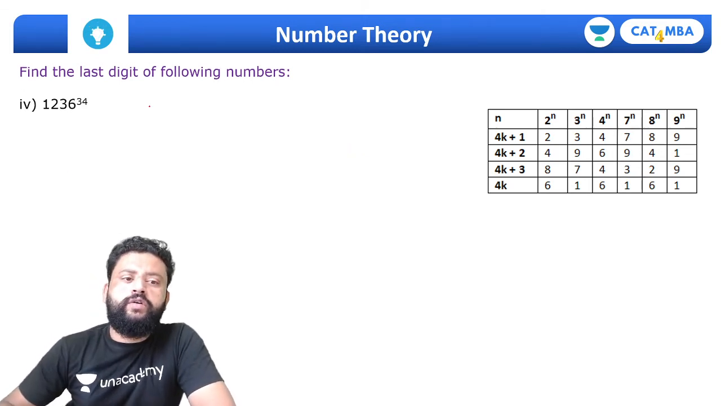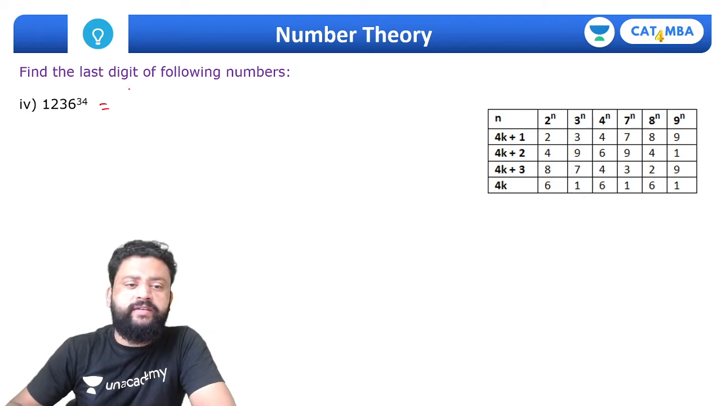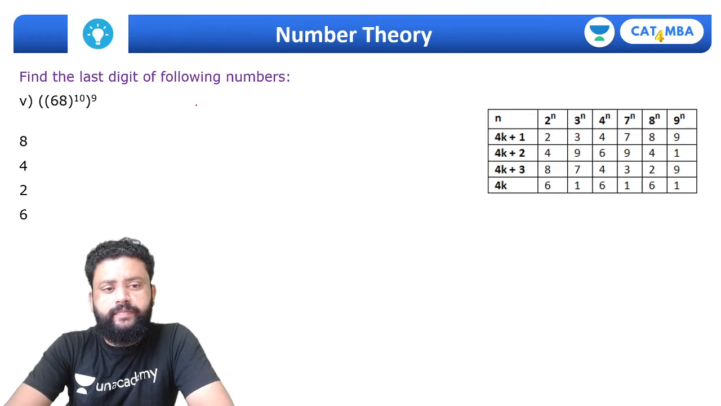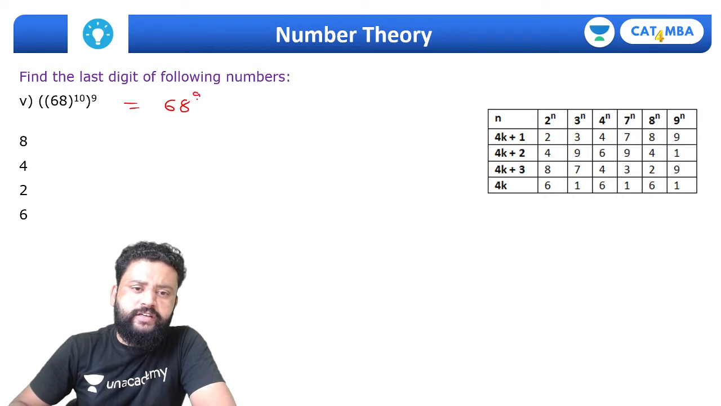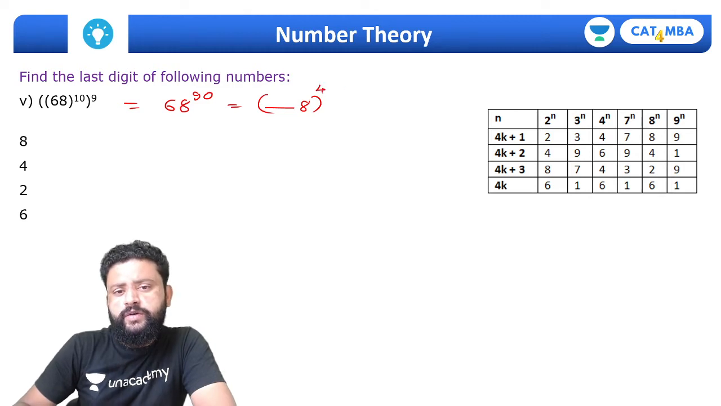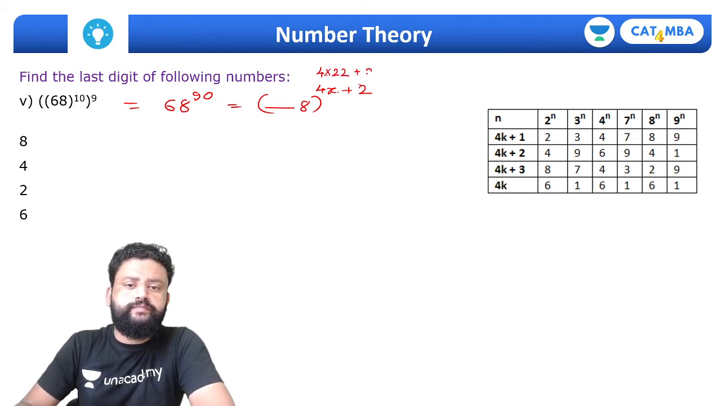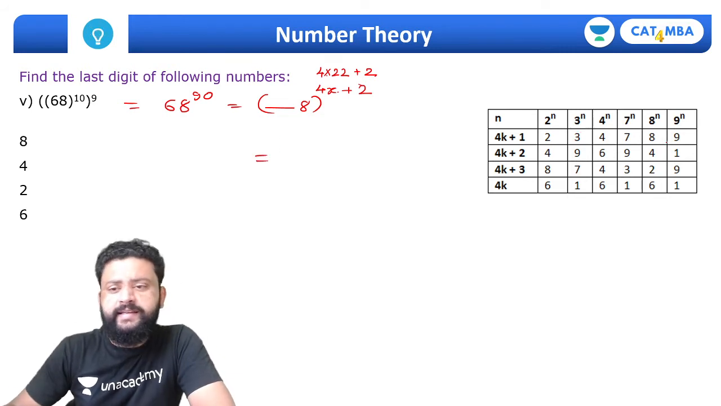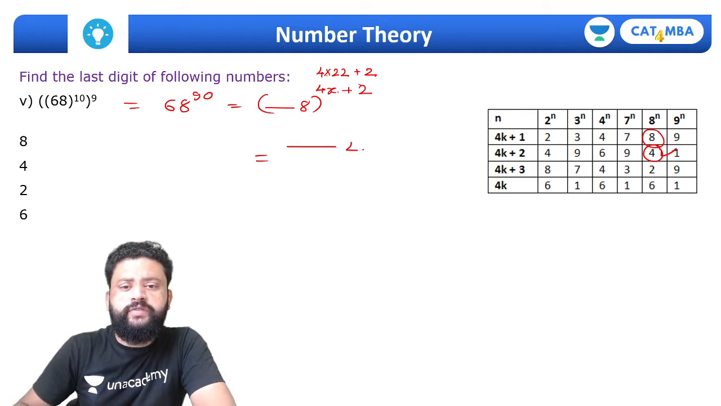For the next, 1236 to the power 34. Need not check anything. If the number's last digit is 6, the last digit of this calculation will remain 6. Then 68 to the power 10 to the power 90, we can write it as 68 to the power 90, and I can say it is a number ending with 8 and the power is 4's multiple plus 2, because this is 4 into 22, 88 plus 2. Right, so now repeat the cyclicity twice, 8 and 4. So the answer for this question will be 4.